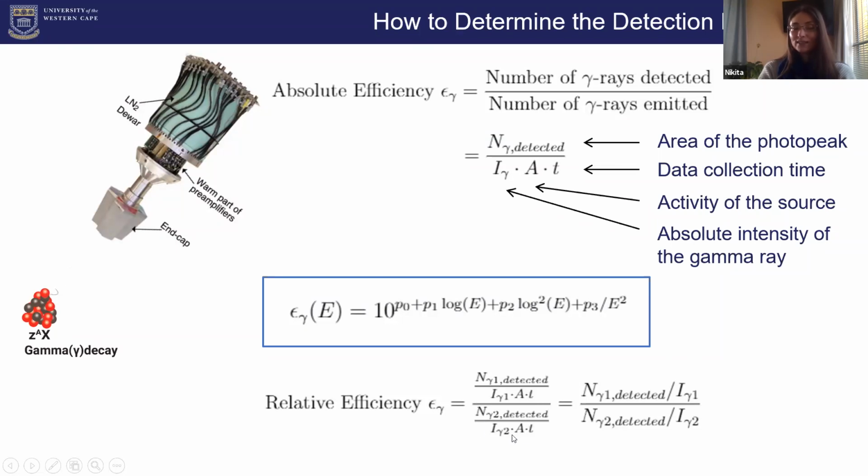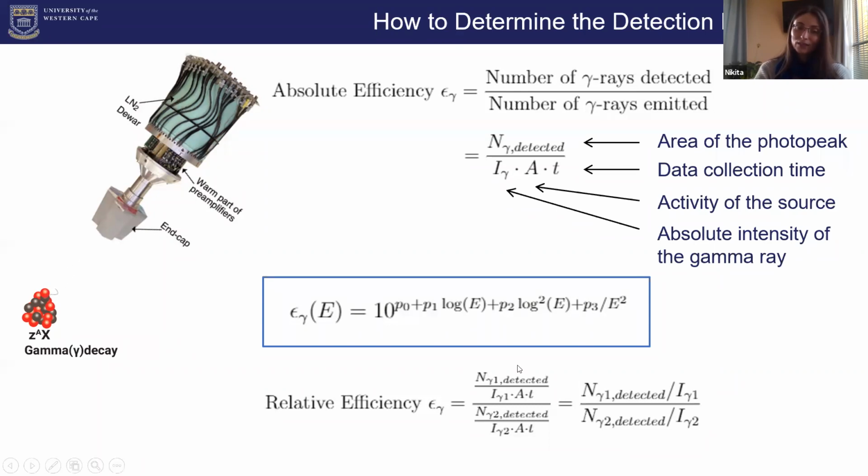And we divide the same quantities for the gamma ray at the second energy. So the activity of the source and the collection time actually cancel out, and we're left with this simple ratio of the areas and the intensities. So this is what we will do today. We won't even bother looking at the activity of the source and the data collection time. So everything is much simpler.